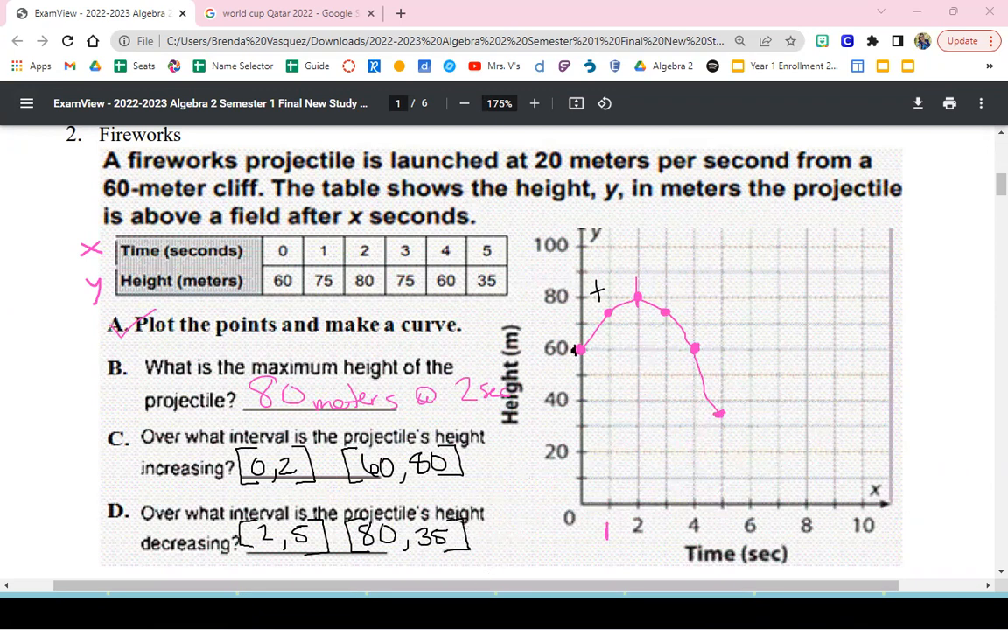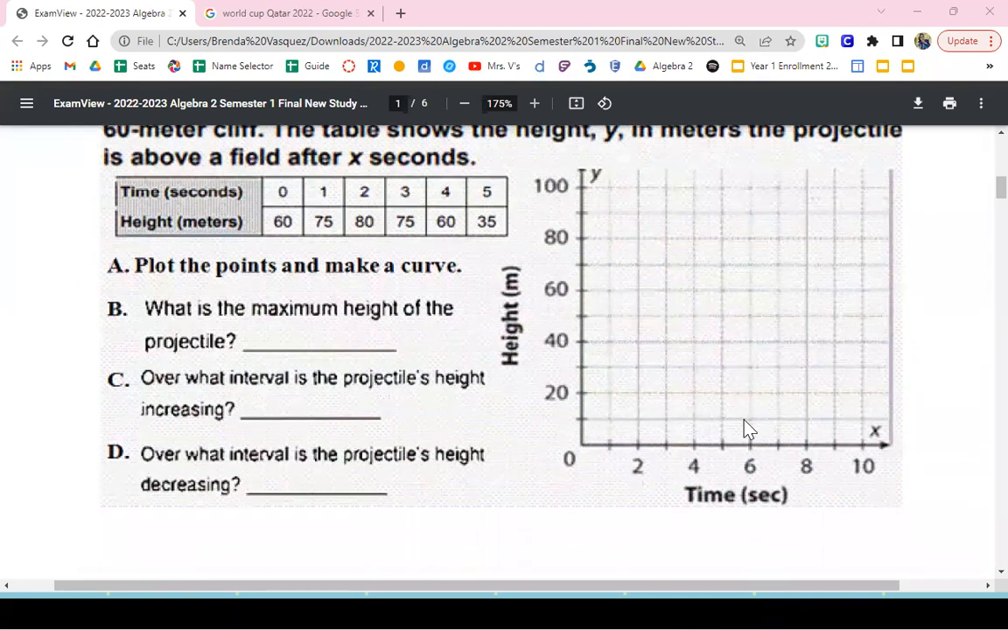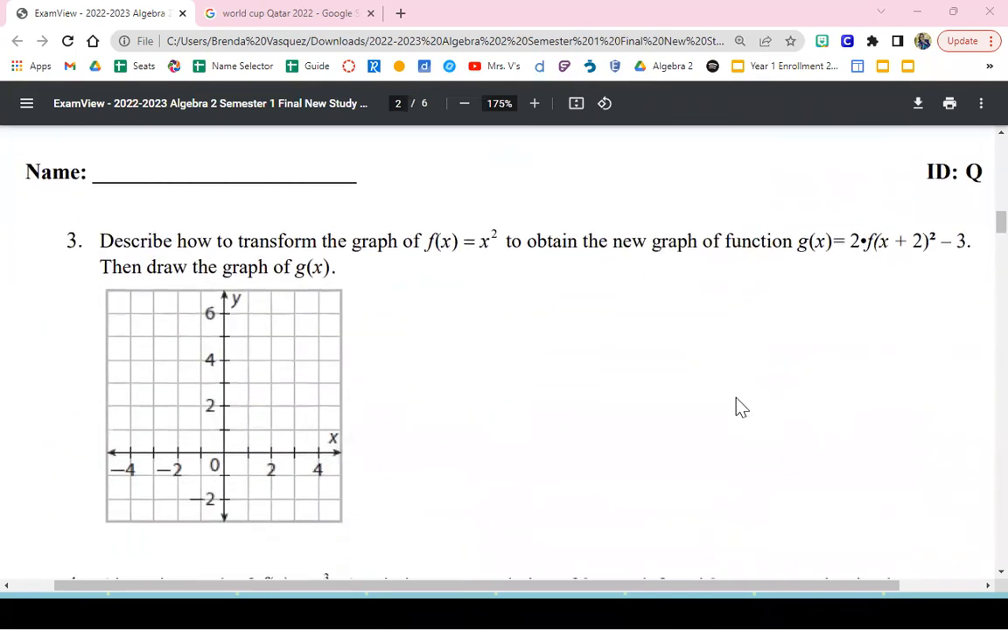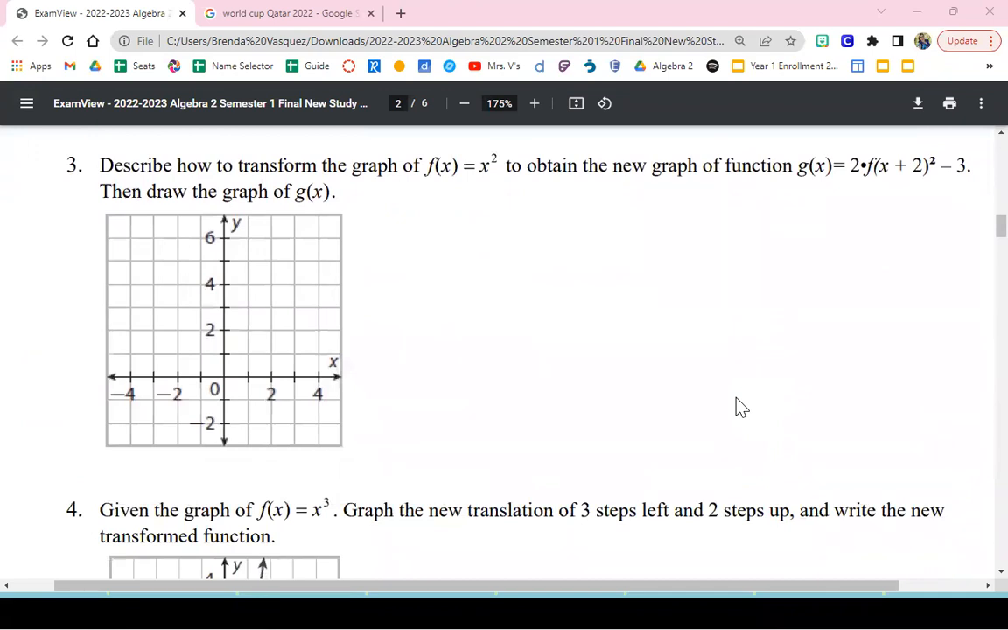How do you feel about these? Not too bad? Okay, so this is just interpreting our beautiful data. Okay. Next page. I love this one because we've been doing this.